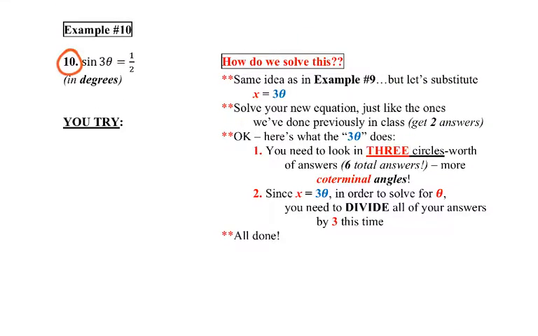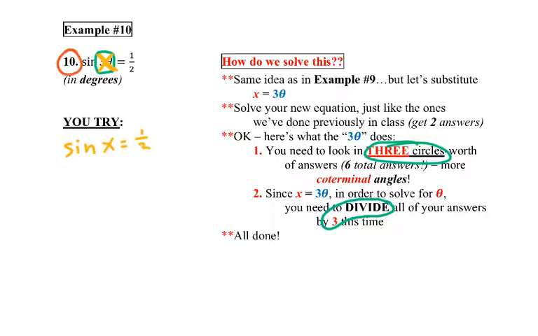All right, so we see the 3 theta and we think 2 things. First of all, 3 theta, so I'm going to have to go through 3 circles worth of answers. That's going to be a lot of answers. And not only that, but we're going to divide all of our answers by 3 at the end. So like we did before, can we just substitute in and not call it 3 theta? I'll just call it an x. So where is the sine of x equal to a half?